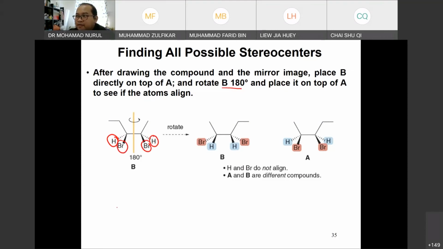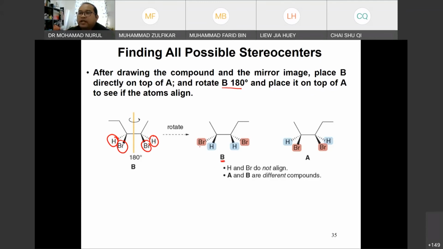The hydrogens, if we rotate 180 degrees, move from the back to the front. And for the bromines, from the front we move them to the back. It becomes like this.